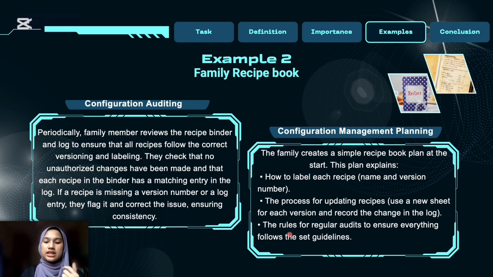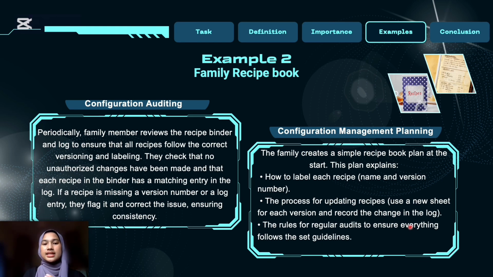And the next component, family configuration management planning. At the start of the project, the family creates a plan outlining how everything will be organized: how to label each recipe, the name and the version number, and the date of establishment. And the next is the process for updating recipes with a new sheet for each version and recording the change in the log. They also perform regular audits to ensure everything follows the set guidelines so that everything will be orderly. So what does all this achieve?